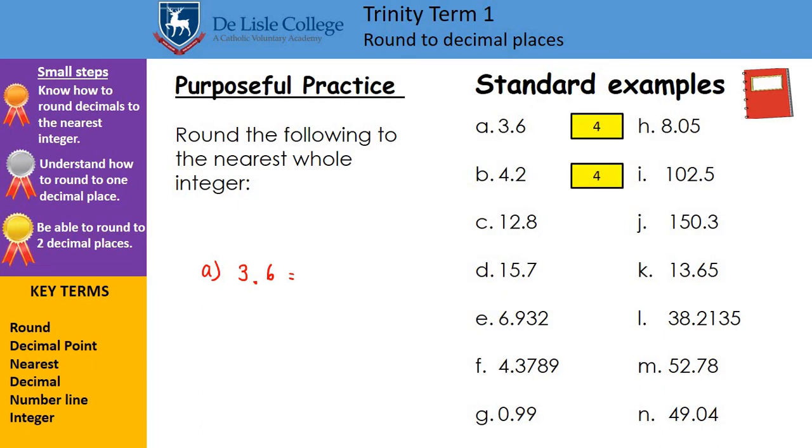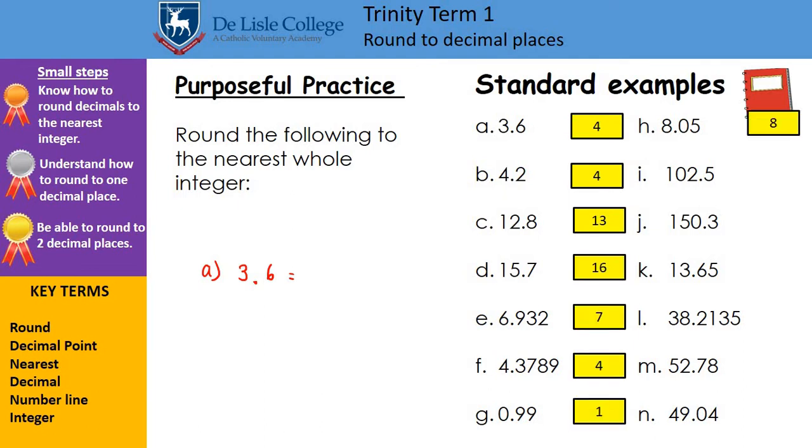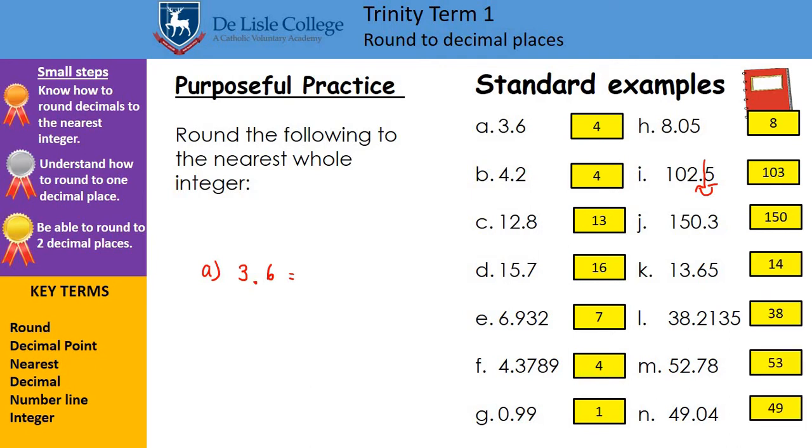Fab, so you should have 4 and 4, 13, 16, 7, 4 and 1, 8, 103, because we can see there's a whole integer. 102 on its own is a whole integer. We're looking at the 5, it's 5 or greater, so it rounds the 2 up to a 3, 150, 14, 38, 53 and 49. If you've not quite got this right, please go back and have a look at the teacher examples on the previous slide and have another go at these questions.